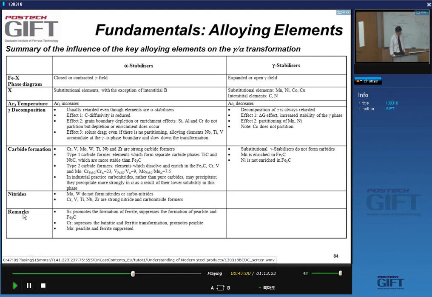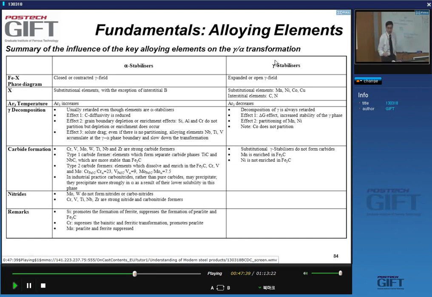And then some general things. Silicon, again, promotes formation of ferrite, suppresses pearlite formation, not because of its effect on the ferrite in the pearlite, but because it suppresses cementite formation. Chromium has an effect we saw on the ferrite, a slight effect on the bainite, and tends to promote pearlite. And molybdenum, as you remember, is very efficient when you want to have bainitic structures.